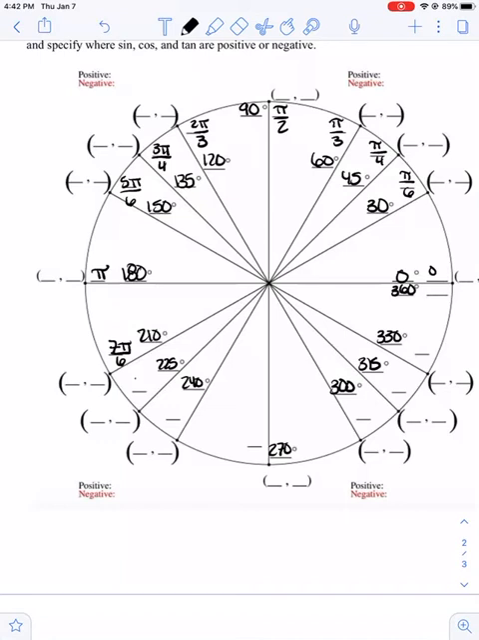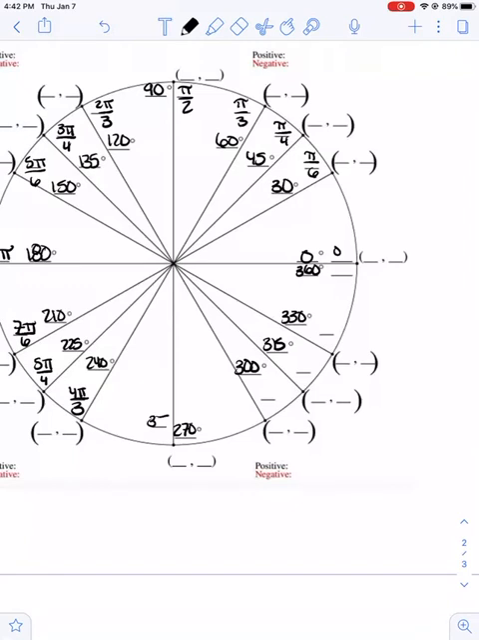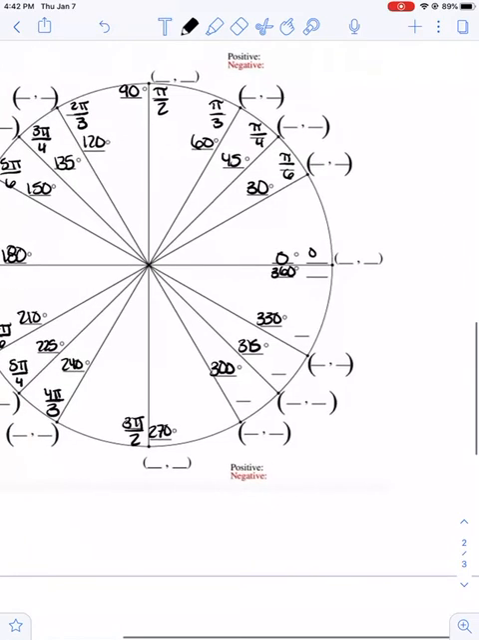And then next we have 7 pi over 6, and then 5 pi over 4, 4 pi over 3, 3 pi over 2, 5 pi over 3, 7 pi over 4, 11 pi over 6. And then a full circle is 2 pi.